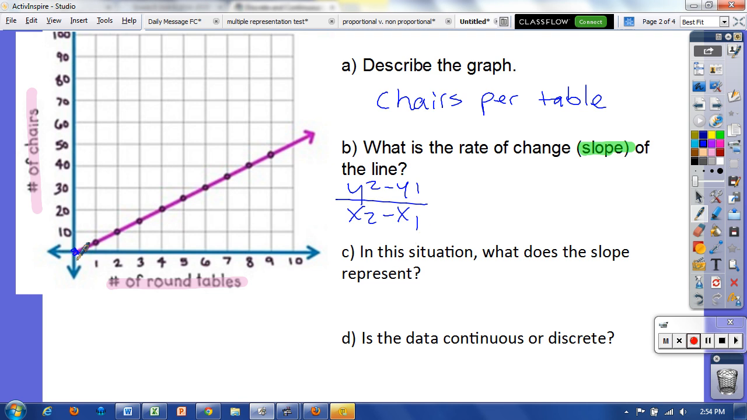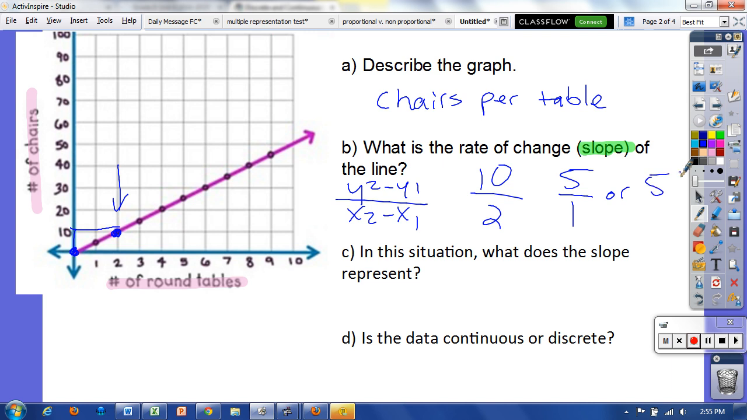Alright, so I know that the first point starts at 0, 0, and I'm going to go to this point here. So if I rise 10, so I went up 10 from 0 to 10, and then I run 1, 2. My rise over run will be 10 over 2, so the rate of change here will be 5 over 1. So that is the slope or the rate of change here, 5 over 1 or 5.